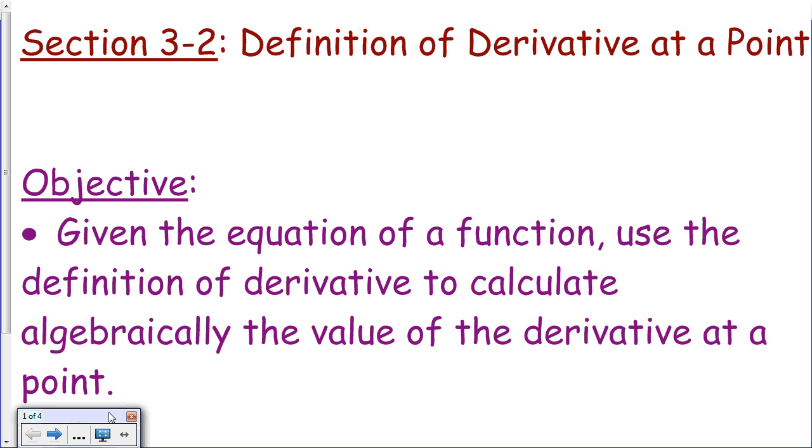If you recall what we did in the first two sections of the first chapter of the book, we were approximating the derivative. And now we're going to talk about how we can find the exact value. No longer approximating it, finding the exact value.